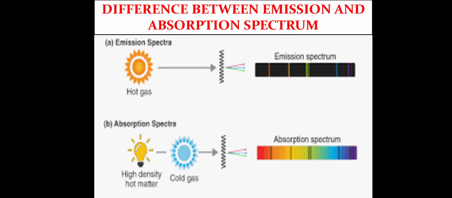Why has the name absorption been given? Because when the radiation emitted from the source is passed through a cold gas, the cold gas molecules will absorb certain radiation of particular frequency. On that place only these dark lines appear over the continuous spectrum. So such a kind of spectrum is known as absorption spectrum.